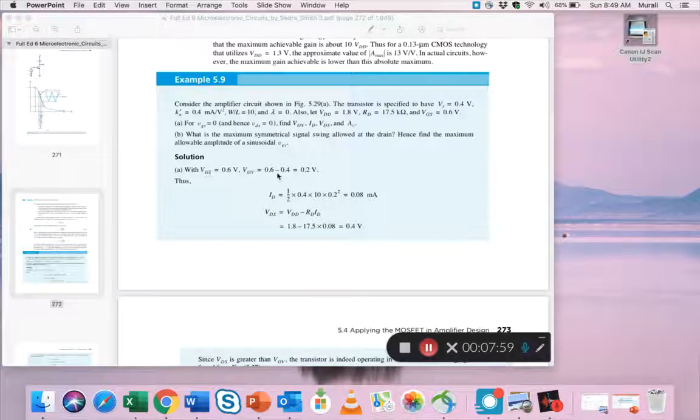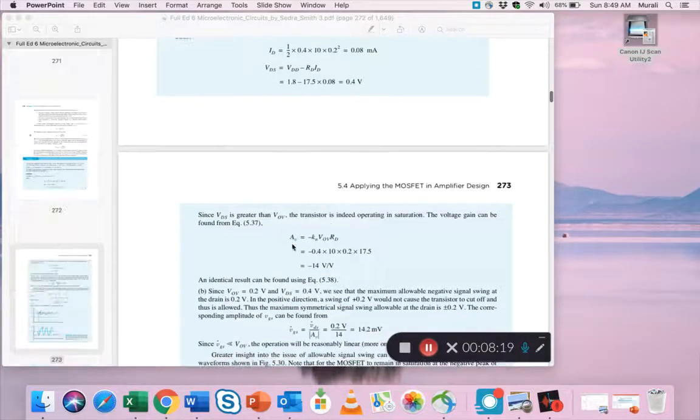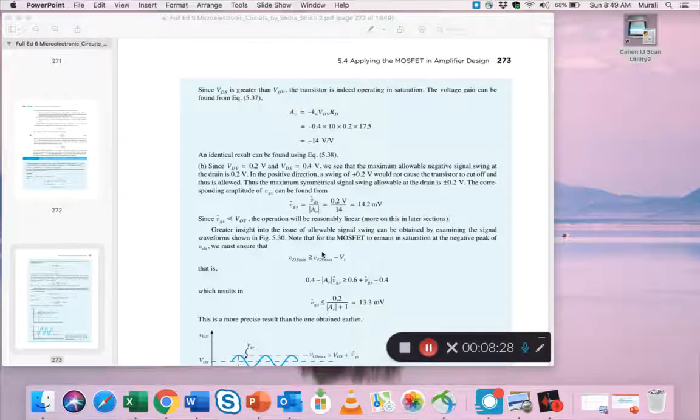First step, VGS is given, VT is given as 0.4, so over voltage is VGS minus VT, you get 0.2. Next step, find ID, use this formula, you get 0.08. Third, use this KVL rule and find VDS. Fourth, use all these parameters Kn, VOV and RD to find voltage gain. Okay, so part A is pretty simple. It's just mechanical. Substitute the values and you get your results.